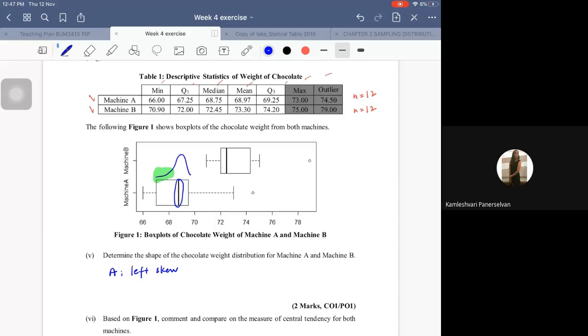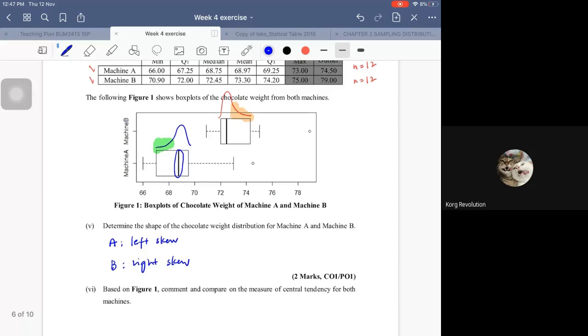All right. And what about B then? What do you see from B? Is it left skew or right skew? Right skew. Exactly. So the peak is going to be here, and it's going to taper off towards the right hand side. So therefore, for this case, it's going to be right skew data. Those are the distributions for data from machine A and B.